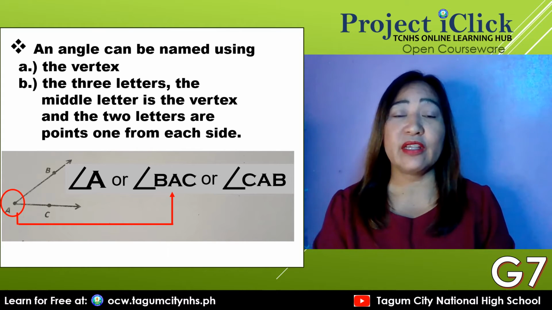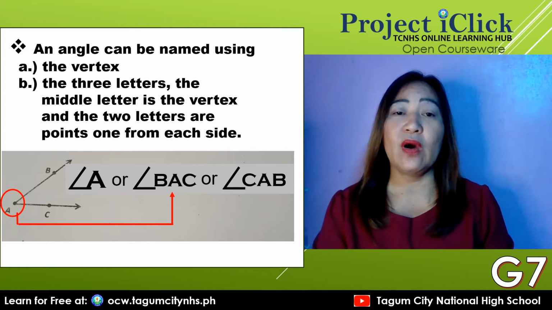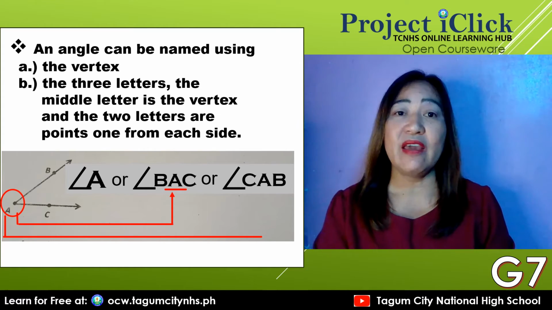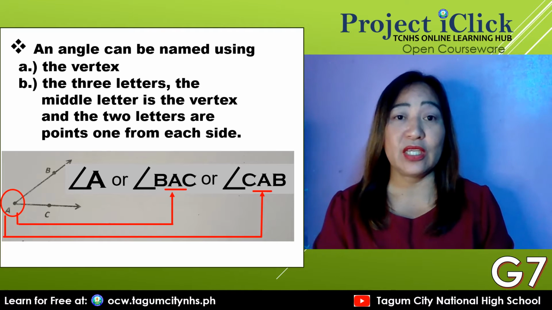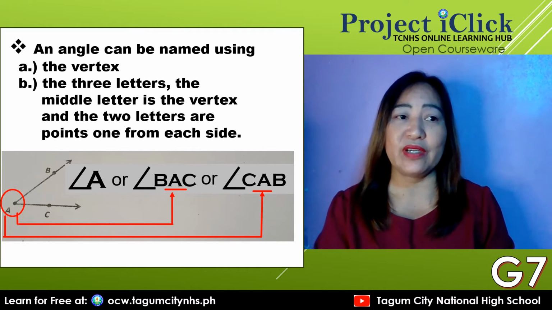Take note that if you are going to use the three points of the angle, you always write the common endpoint or the vertex in the middle. So it is always written at the middle of the three letters.